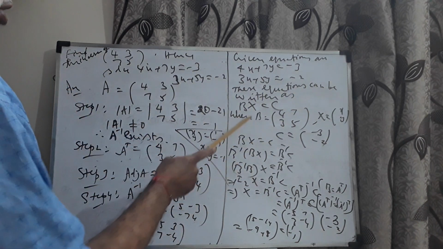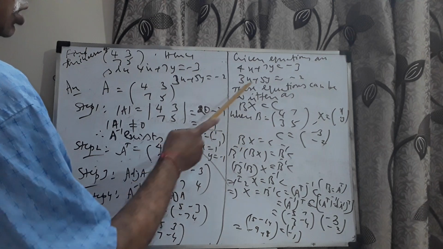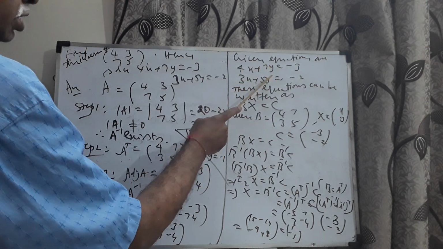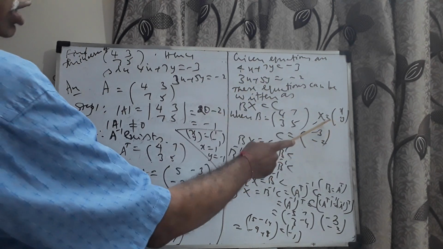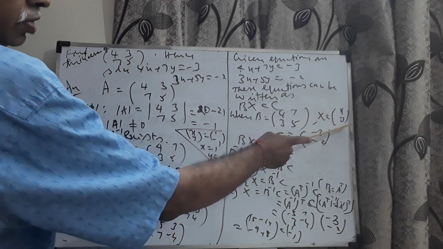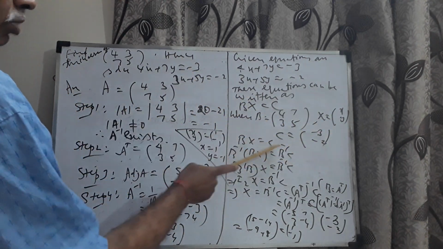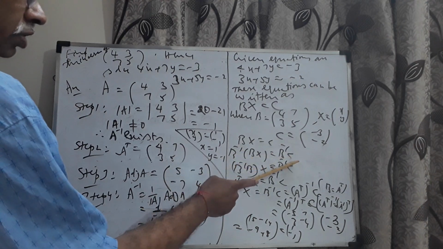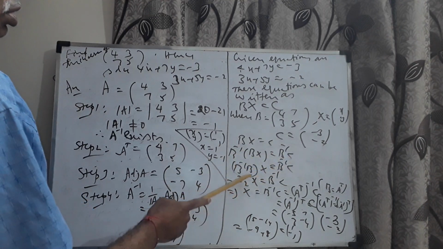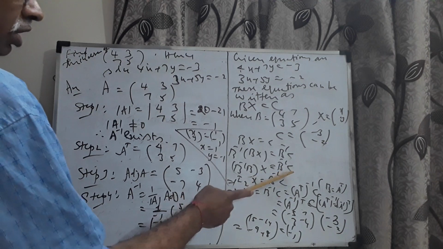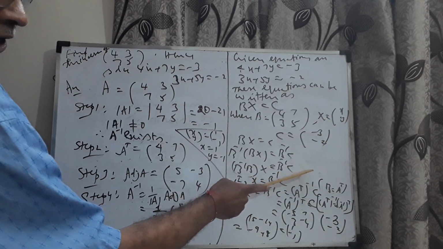These equations can be written as Bx equal to C, where B is the coefficient matrix 4, 7, 3, 5. Now X is the column matrix of the variables x, y. C is the column matrix of the entries on the right hand side, minus 3, minus 2. Bx equal to C. Pre-multiply B inverse on either side. B inverse into B into X equal to B inverse C.